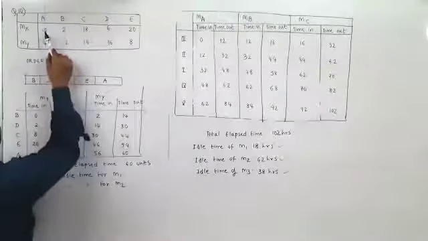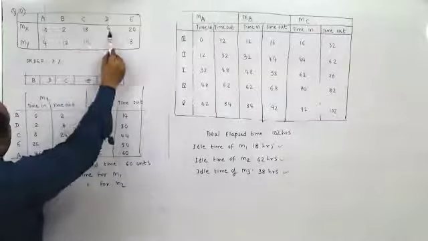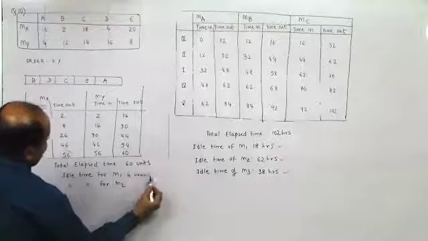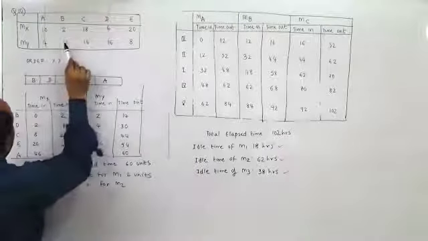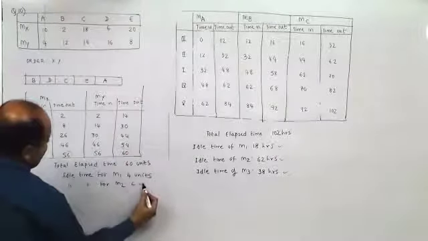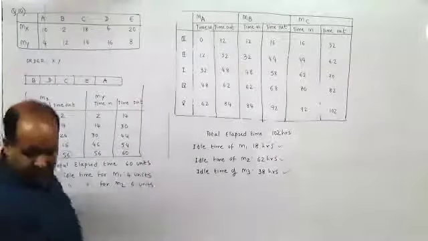For M1, 10 to 12, 18, 30, 36 and 56. So four units. And for M2, it is 4, 12, 16, 14, 30, 46 and 54, 6 units. Is it correct? Yes, sir.